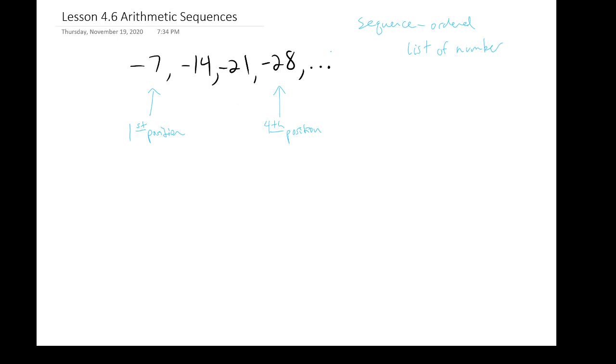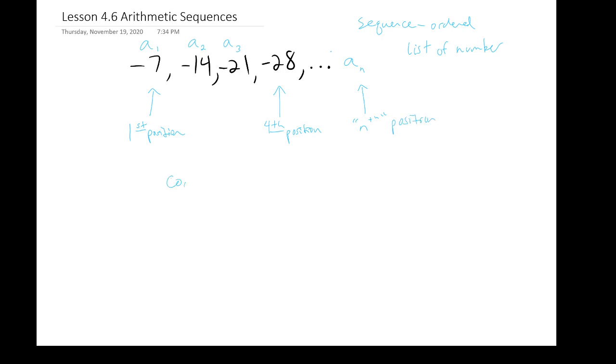We're going to take this as an arithmetic sequence. We're going to use capital A with a subscript 1, so A sub 1 is equal to -7. -14 is the second term, A sub 2, and -21 is A subscript 3. This continues on to some nth position, A sub n. We're going to refer to A sub n as the nth term.